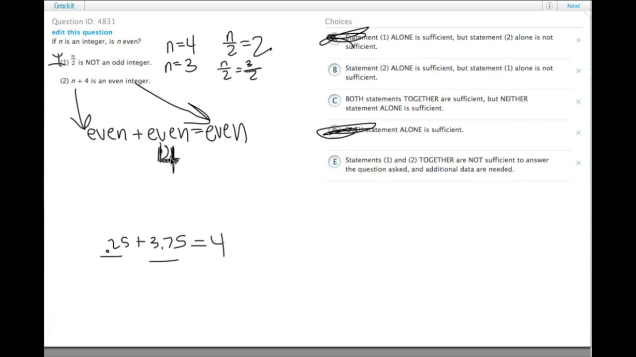However, if you know one of the two things is an even integer and you know that this is an even integer, this one must be. Therefore, n is even. This is sufficient to tell us yes, and it is choice B on its own.